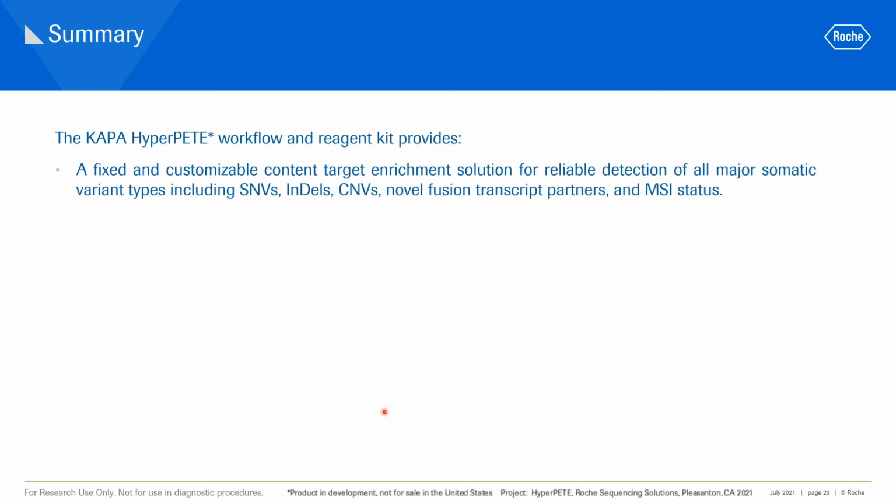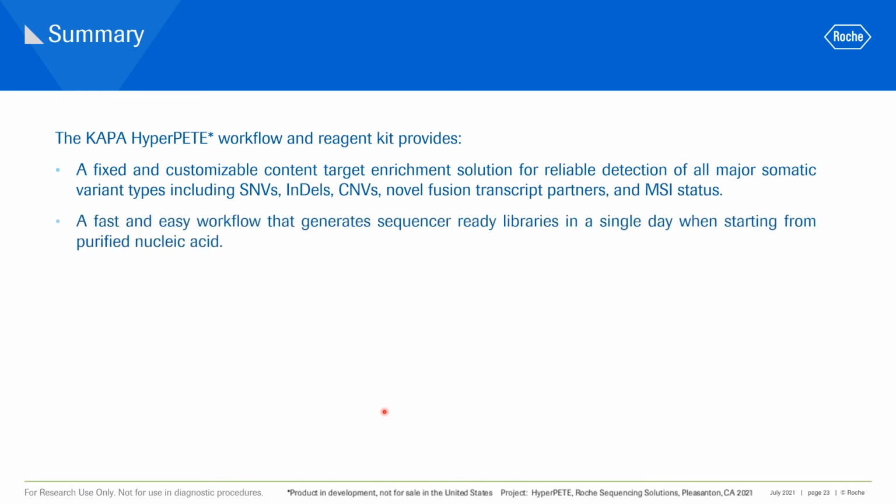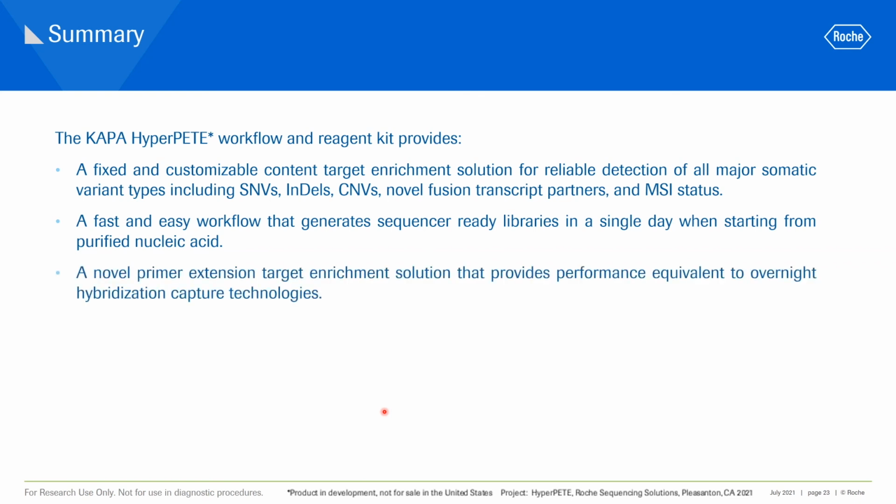So in summary, the Kappa HyperPETE workflow and reagent kit provides a fixed and customizable content target enrichment solution for reliable detection of all major somatic variant types, including SNVs, indels, CNVs, novel fusion transcript partners, and MSI status. It's a fast and easy workflow that generates sequencer-ready libraries in a single day when starting from purified nucleic acid. It's a novel primer extension target enrichment solution that provides performance equivalent to overnight hybridization capture technologies.